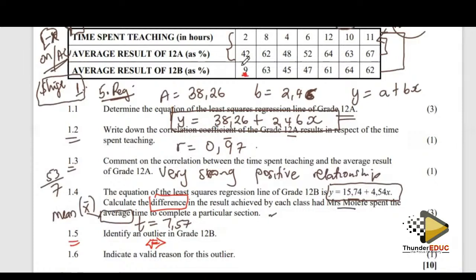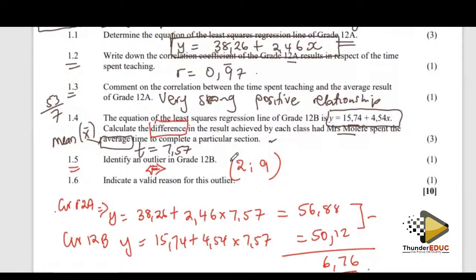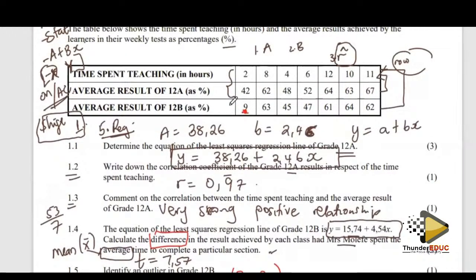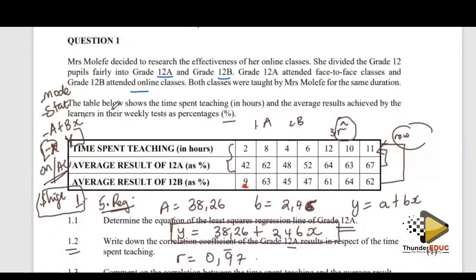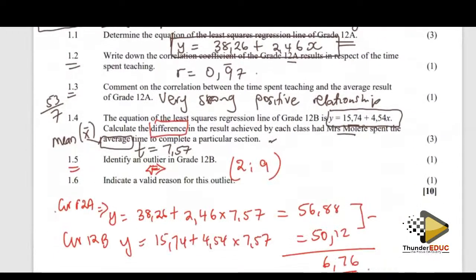So how do we indicate that? You have to write us the time that it took place, and then the 9. In other words, the time that was taken to teach this person, and then the results that they got. Then indicate a valid reason for this outlier. Remember, the outlier is falling under the online classes, if I'm not mistaken, because 12B attended the online classes. So we can talk of any valid reason that could come up as a result of online classes.